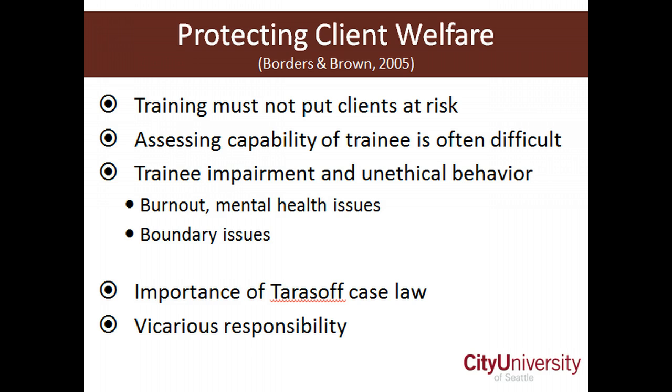In addition to that, we are aware of trainee impairment and unethical behavior. Things like burnout or mental health issues that may come up as part of a trainee's development as a professional counselor. Things like boundary issues that the supervisee is navigating. And so we want to be aware of any potential impairment or any potential unethical behavior going on in order to protect client welfare. And in such instances, it would be a good idea to contact the faculty supervisor and have a discussion about the trainee's current level of performance.